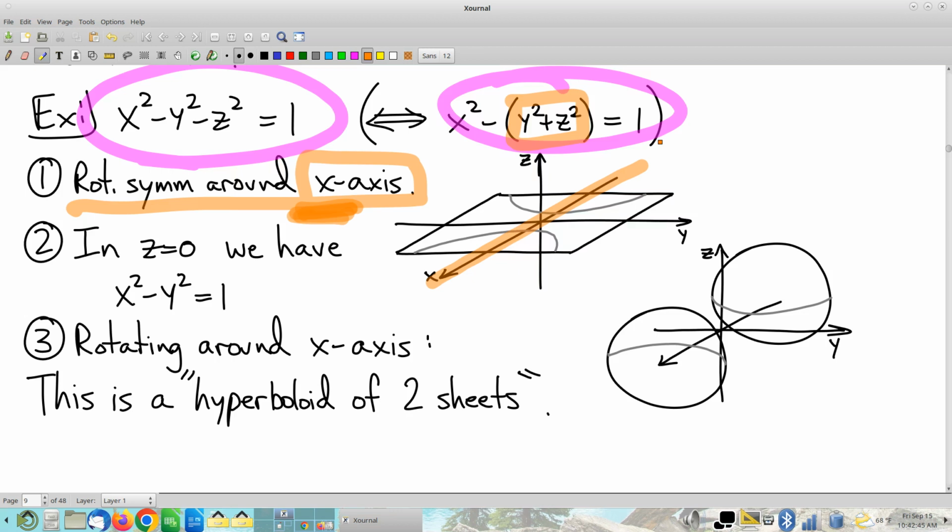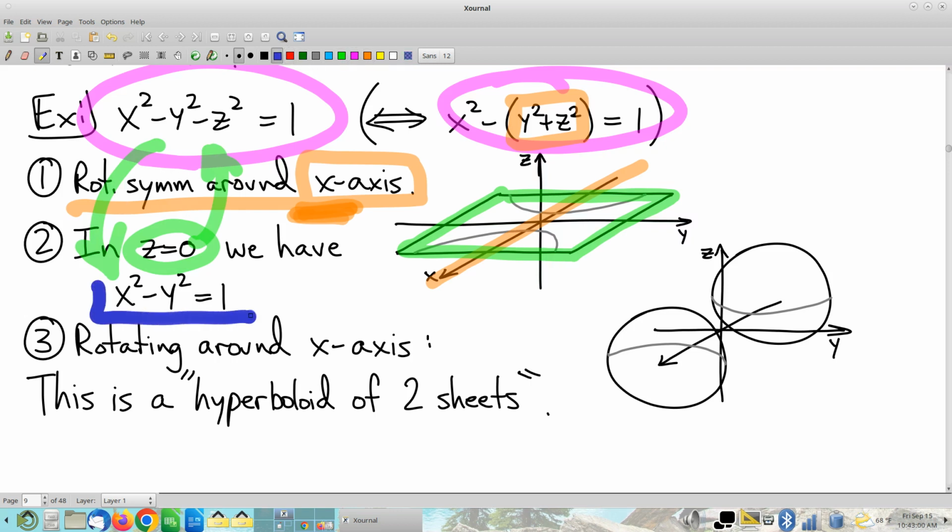That said, picking as I am the xy plane, otherwise known as z equals 0, that turns my equation into this. And again, hyperbola. Again, high school algebra. And that's this hyperbola right there. So my cross-section looks like that. My axis of rotation is the x-axis.